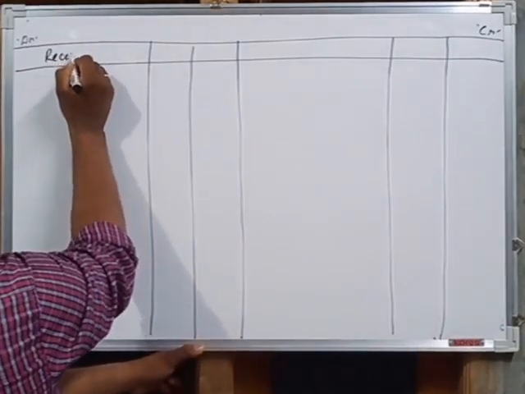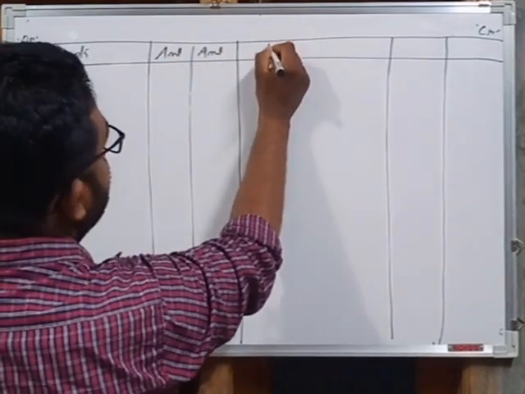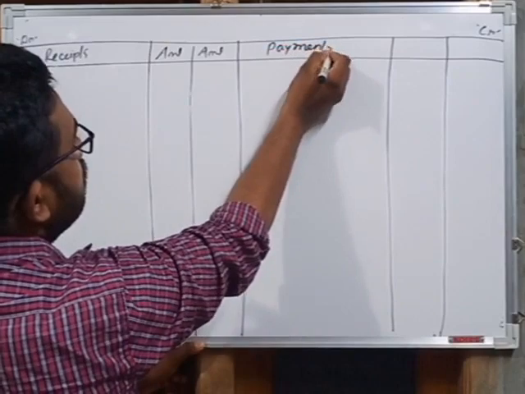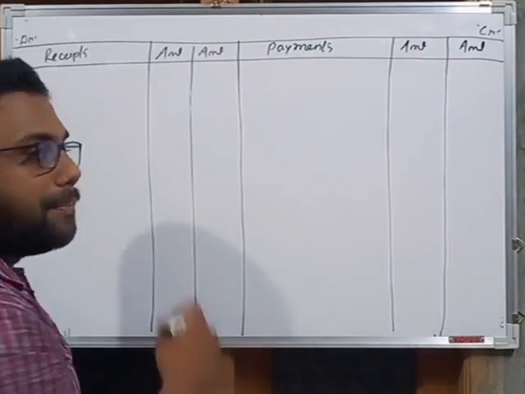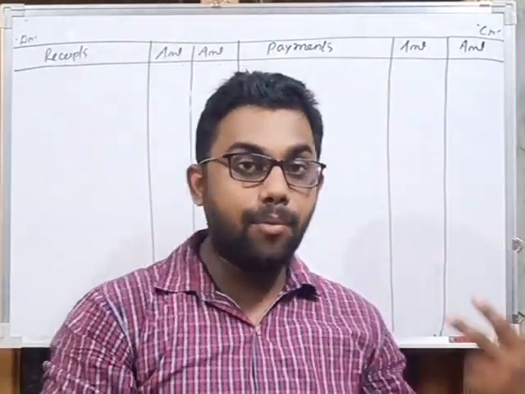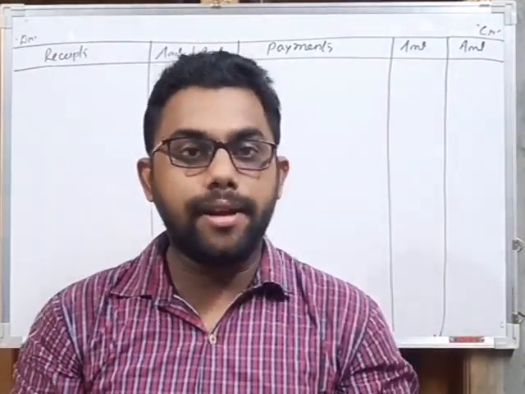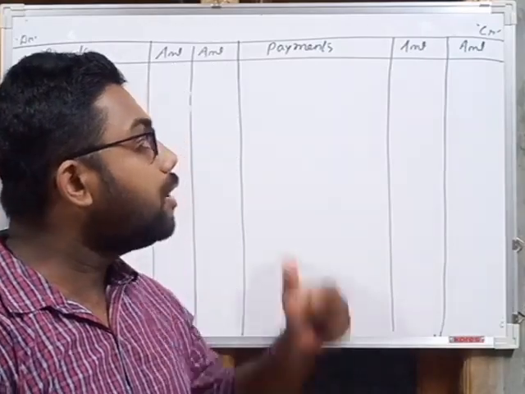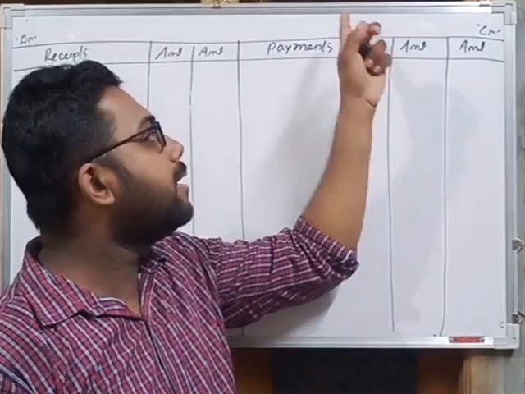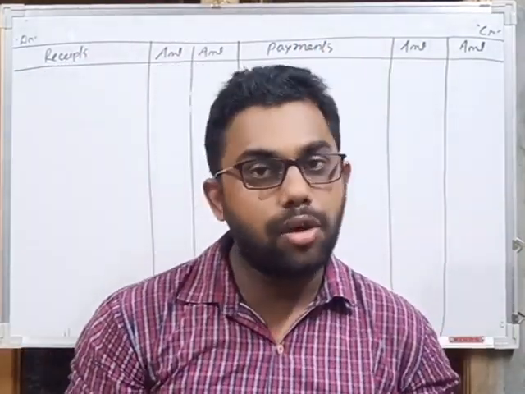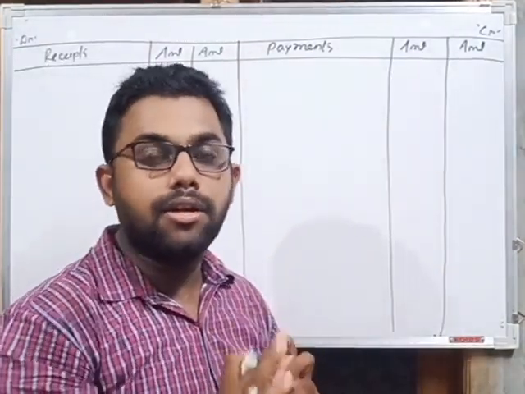Receipts, amount, payments, amount, and at the top we have to write the name of the organization. I am not writing this, as we know how to write it. That is, in the books of the Shonitpur Athletic Club, and below that we have to write what we are going to prepare, that is, receipts and payment account for the year ended 31st March 2019. I am starting without writing this, and you should write it in your copy.